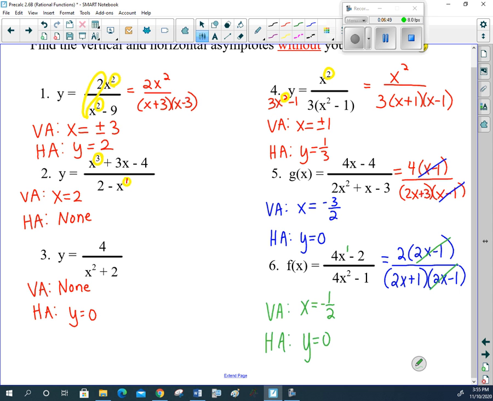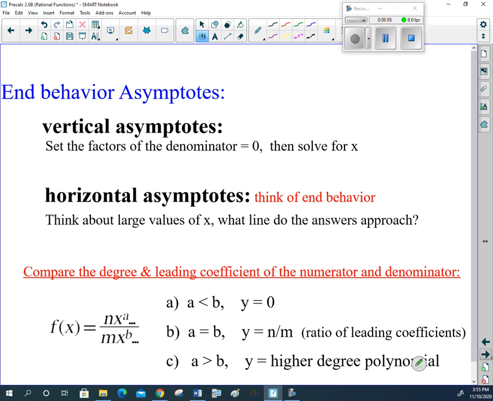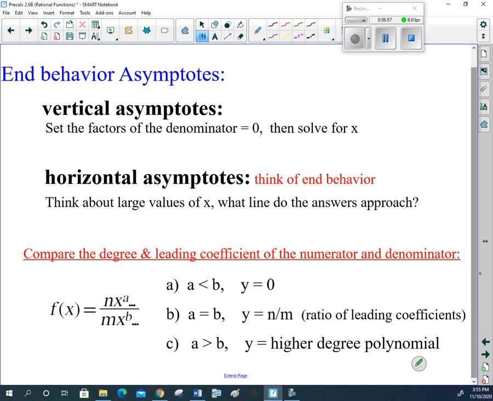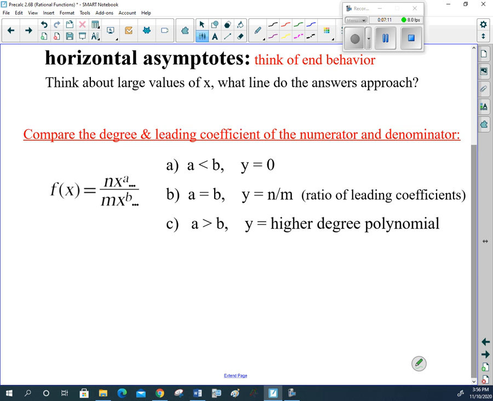Okay, so you should be able to take any of those rational functions and do that algebraically. You shouldn't need a graphing calculator to be able to find a vertical asymptote or a horizontal asymptote. So just as a refresher here, vertical asymptotes, we find those by setting the factors of the denominator equal to 0, and then we solve for x. Horizontal asymptotes, we're thinking about the end behavior, but we had this little formula down here where we were comparing the degree of the numerator, a, to the degree of the denominator, b. And if a is less than b, it's always y equals 0. If a equals b, then it's the ratio of the leading coefficients.